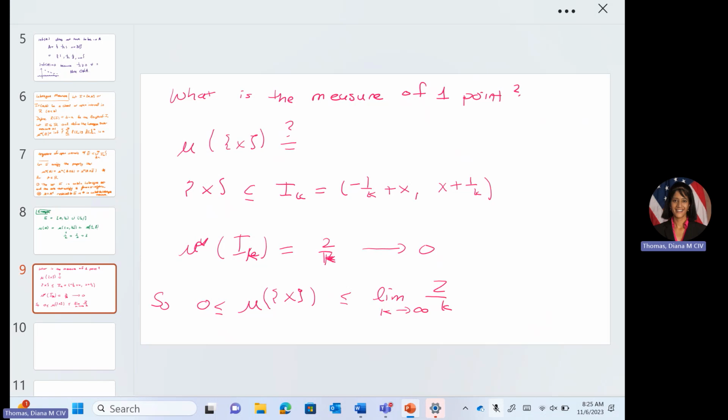Those are the infimums, right? The infimums have to be bigger than 0, but they're also heading to 0. So I've got it squished. So the measure of a point is 0 by that property. All right, so what's the measure of a countable set of points that are disjoint? It's also going to be 0 again.